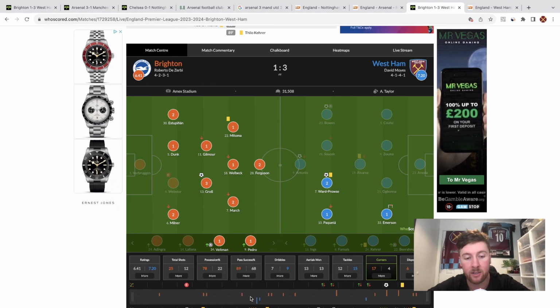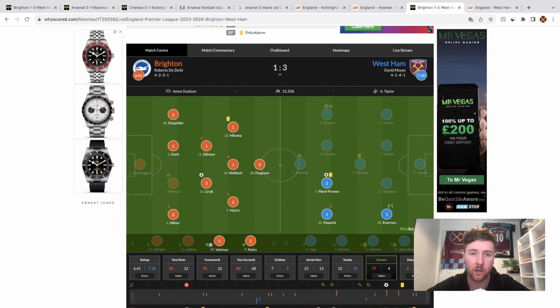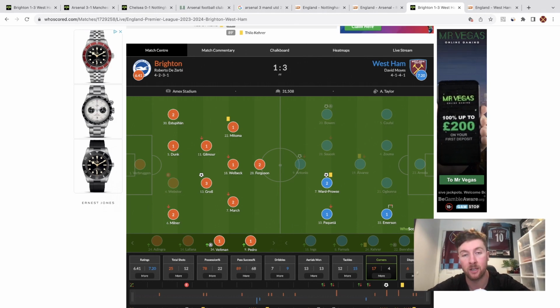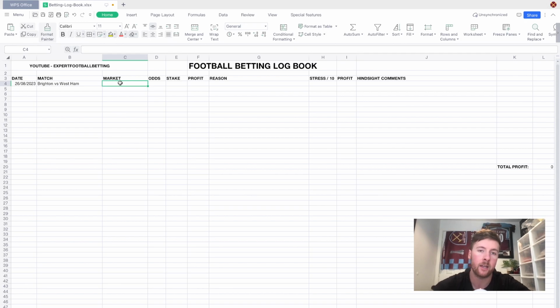So at half time, it's 1-0 to West Ham. You know Areola is going to face a lot more shots in the second half. Brighton are going to pile on the pressure. They're going to shoot tons more. Areola's going to push more behind the goal for more corners. So in the market section, let's put that we put in a bet of over 15 corners.